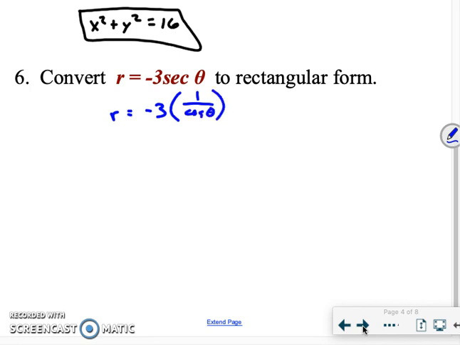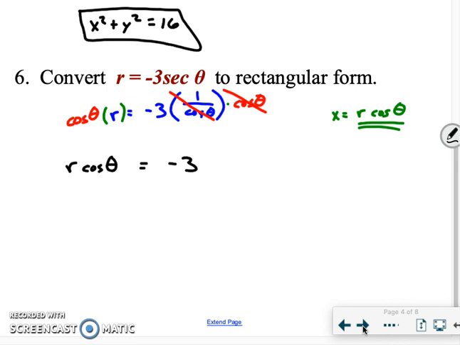So now I'm considering how do I get rid of this? And I'm going to encourage you to consider that we know that x is simply equal to r cosine theta. So this is what we're going to play off of: if I can get to r times cosine theta, that means that we have a substitution. So what I'm getting at is, could we simply multiply both sides times cosine theta? The main reason is that on the right side, this is going to cancel out. On the left side, it's kind of a secondary reason, but also incredibly important. That's going to give us r cosine theta on the left side is equal to negative 3.